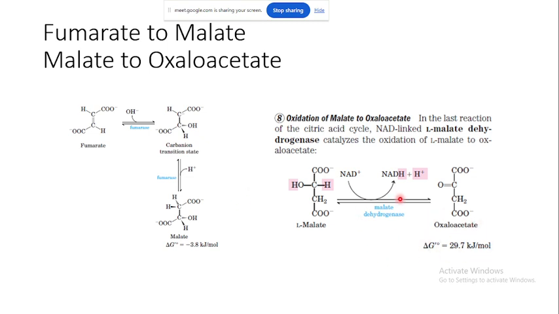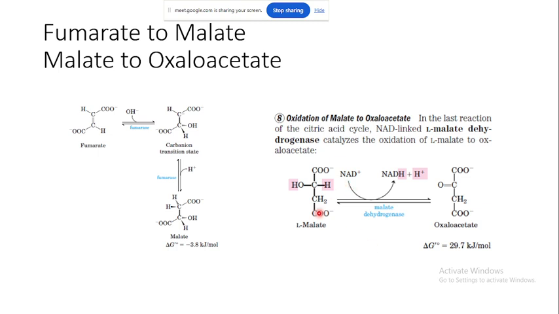Now this malate will be oxidized to oxaloacetate by malate dehydrogenase. As we talked about in the last class in gluconeogenesis, malate can be converted into oxaloacetate inside the mitochondria by the mitochondrial isoform of malate dehydrogenase. So how is this reaction happening? In this carbon, this CHOH group, these two hydrogen atoms will be removed, right?